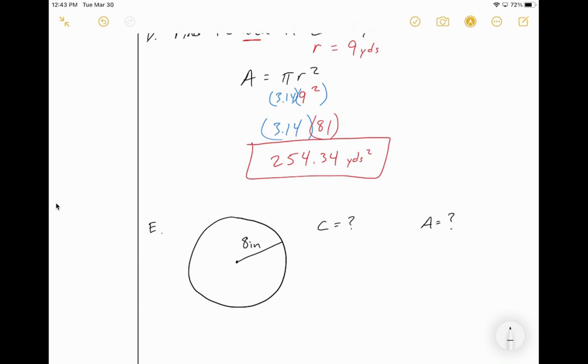And when you give me the answer, put C equals and then the answer, and then A equals, so I know which one you're talking about. You either do both of them at the same time or one at a time.